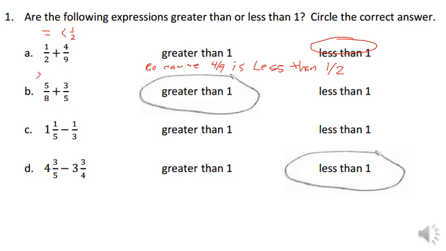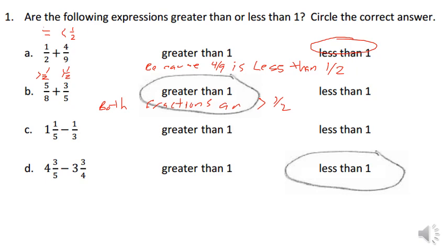On B, they have it saying greater than 1. Well, let's look at it and see if we can justify it. 5/8 would be greater than 1/2. 3/5 would be greater than 1/2 because half of 5 would have to be 2 1/2. So both fractions are greater than 1/2.